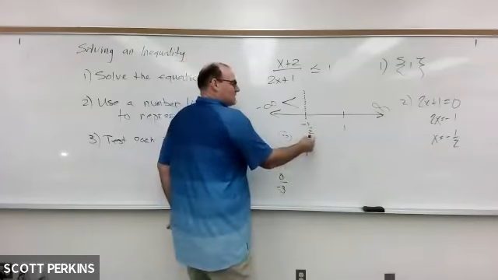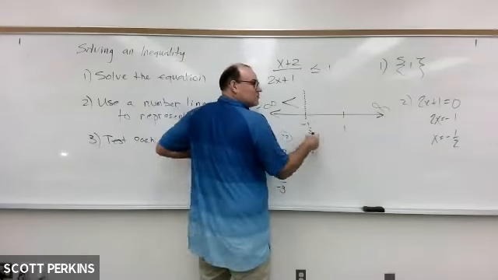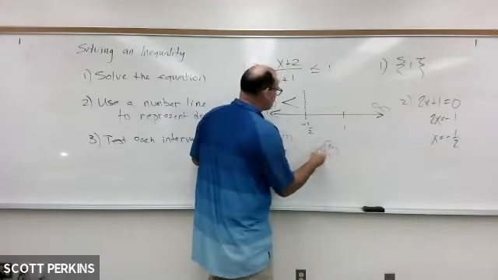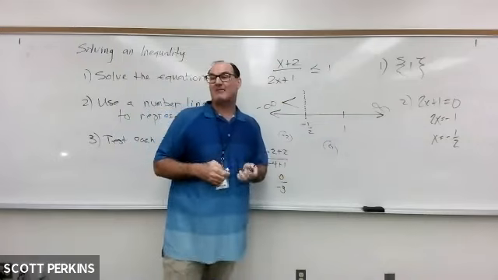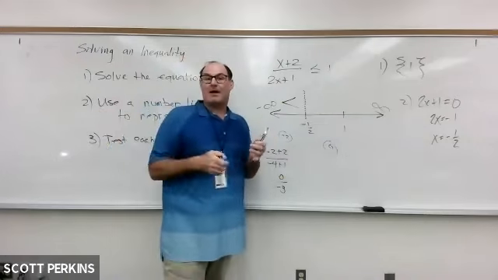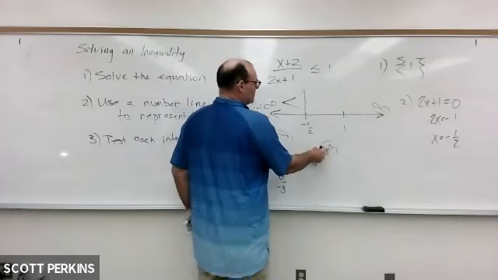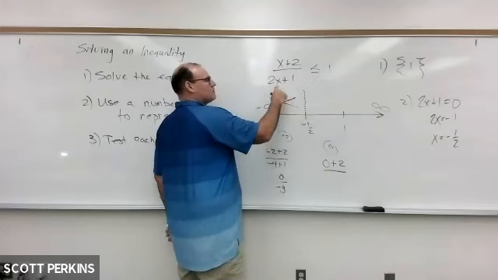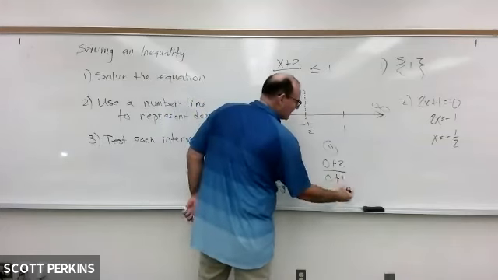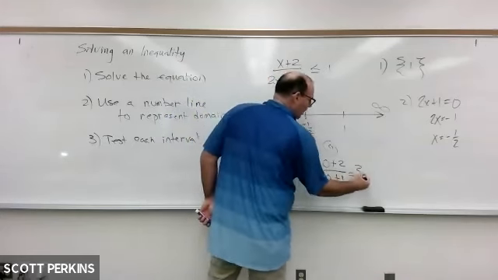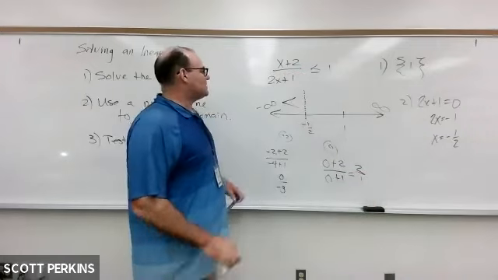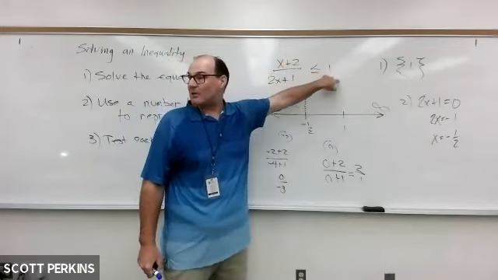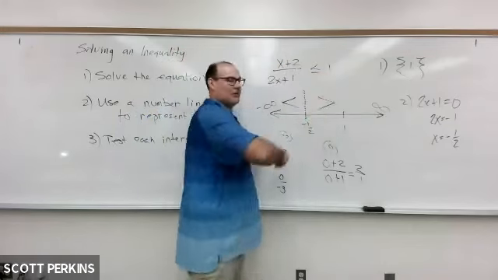What's a number to test in between these two right here? 0. Yes, my favorite. I'm glad you picked that. Instead of picking 0.5 or 0.75, you can do that, but that's a little bit of a struggle. So when I plug 0 in, 0 plus 2 is in the top. In the bottom, 2 times 0 is 0 plus 1. So I get 2 over 1, and 2 over 1 is 2. So I got 2 right here. Is 2 bigger than 1, or is 2 less than 1? Bigger, so I'm going to put a greater than right there.